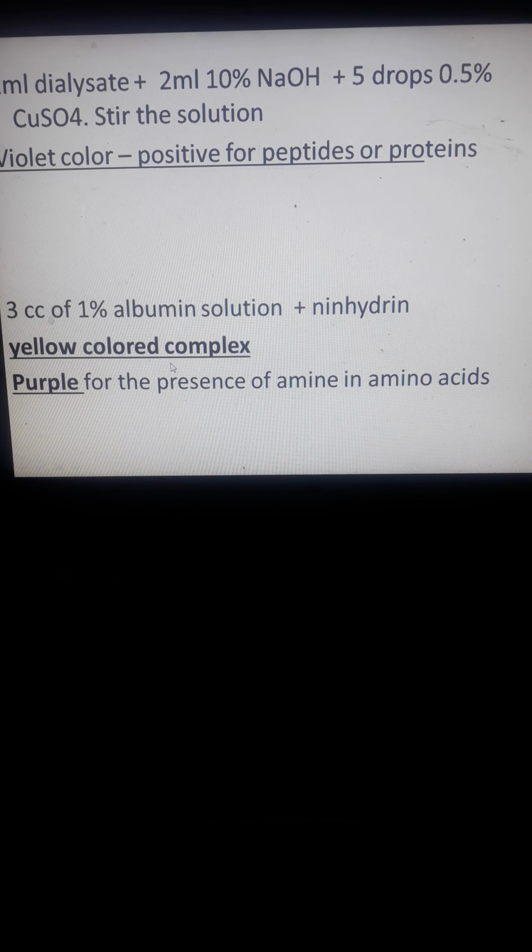So you have a yellow colored complex. Then it will form purple for the presence of amino acids. Okay? For the diffusion process, based on that procedure, in the petri dish you have hot and cold water. You add a pinch of potassium permanganate, and a pinch of potassium permanganate in the cold water, and this is the warm water.